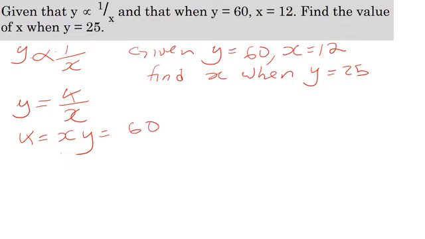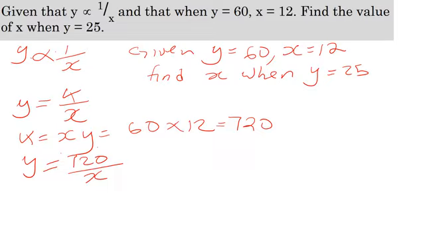We are saying 60, that's y, times 12. So 60 times 12 will give us 720. We are going to substitute this back into our equation, where we are saying y is equal to, where there is k, we put 720 over x. So this is our model, or our expression, which can help us to find the value of x or the value of y.